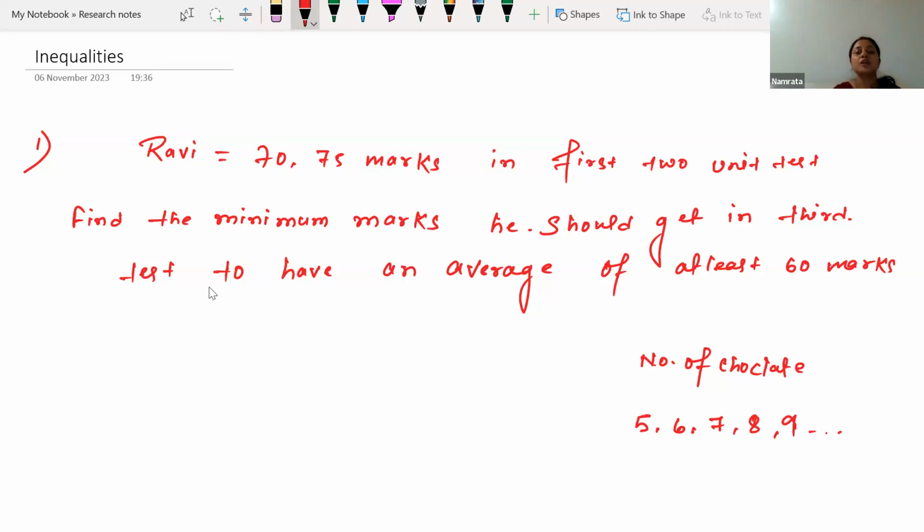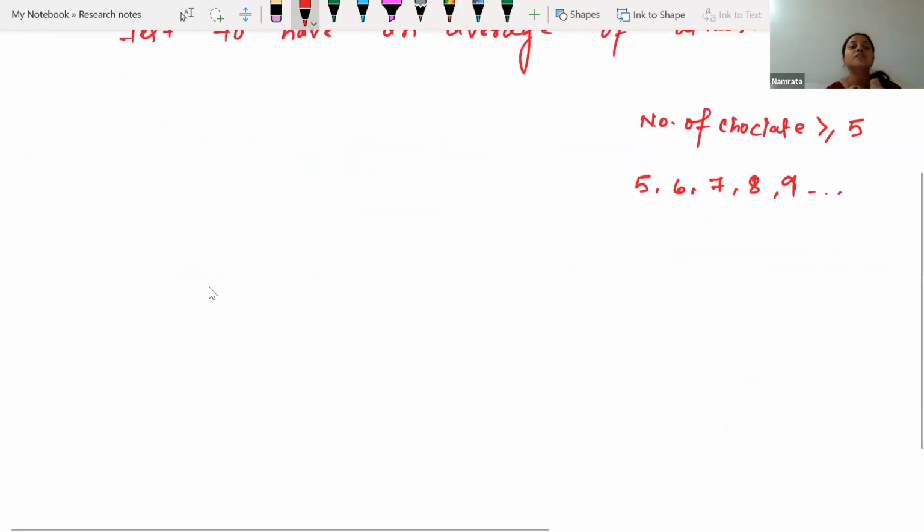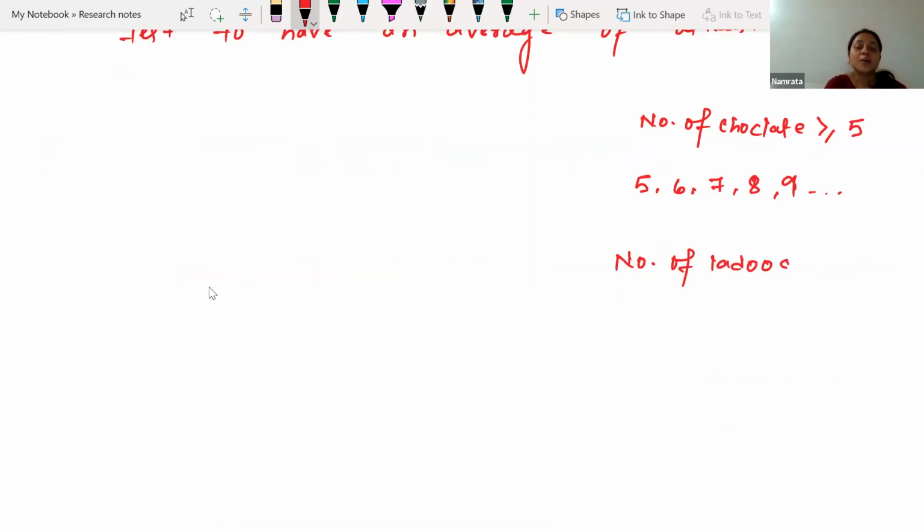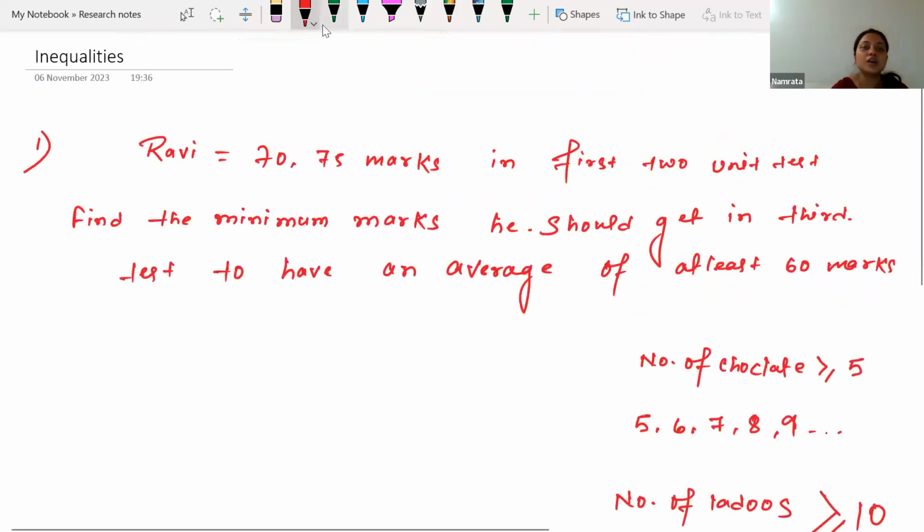So minimum 5 means the number of chocolates has to be greater than or equal to 5. Now if I say I want 10 laddus, that means the number of laddus has to be greater than or equal to 10. It can be bare minimum 10 or greater than that. That is the meaning of the word minimum. Whenever we see minimum this much, we use the greater than or equal to sign, because minimum 10 means I will be okay if you give me 10. So let's use this concept in our question.